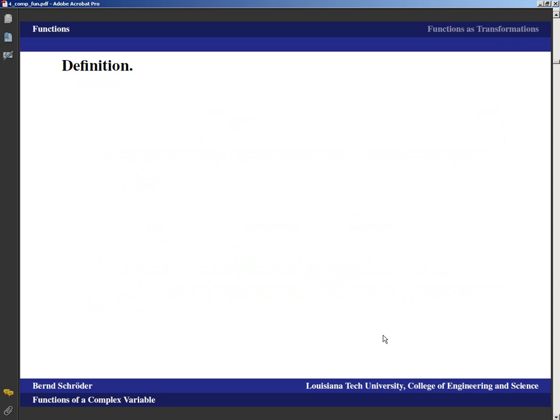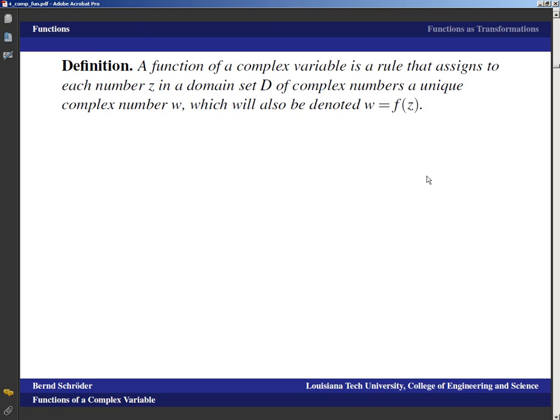Okay, so let's just start with the definition, and the definition is that a function of a complex variable is a rule that assigns to each number z in a domain D of complex numbers a unique complex number w, which will also be denoted w equals f of z. Now, if you drop all the references to complex variables here, you have exactly the definition from calculus of a function of a real variable, and so that shouldn't be anything new.